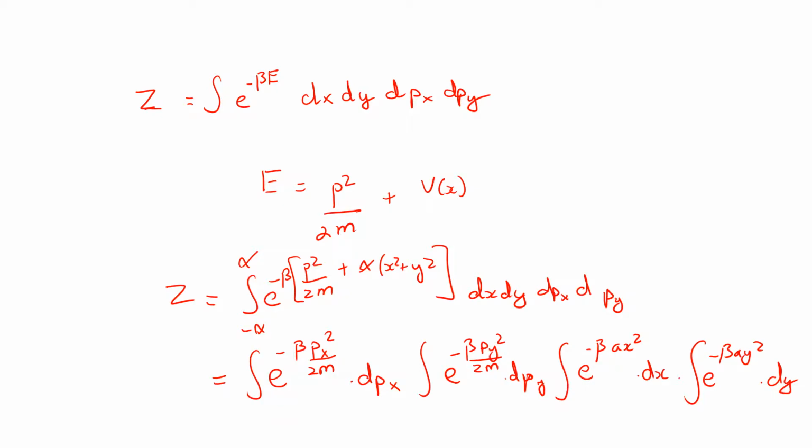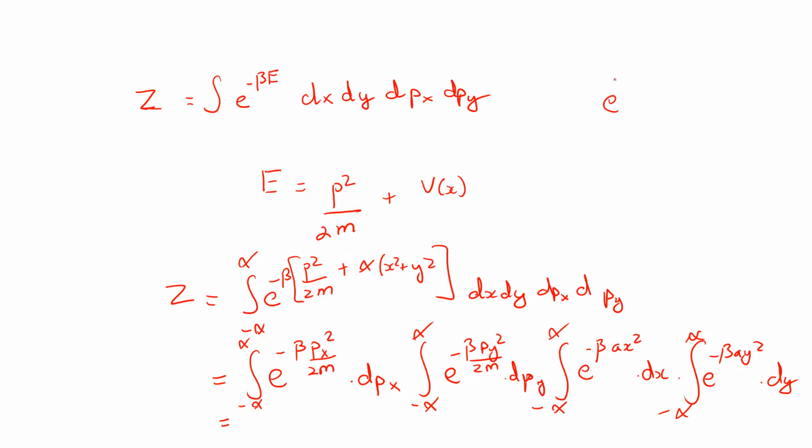All the limits are going from minus infinity to infinity. An integral like this, e to the power of minus some constant, let's say beta alpha x square dx, integrated from minus infinity to infinity, gives us, as a standard integral, pi by whatever is the coefficient of the x square term, which is nothing but beta alpha here. Here the coefficient for px square is nothing but beta by 2m. Here also it is beta by 2m.